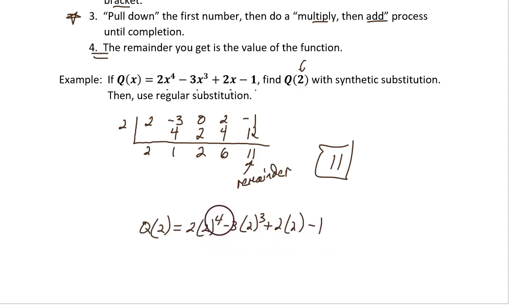2 to the 4th is 16. 2 times 16 is 32. 2 to the 3rd is 8. 3 times 8 is 24. Right here, 2 times 2 is 4. 32, take away 24 is 8. And 8 plus 4 is 12. And 12 minus 1 is 11. Same answer.